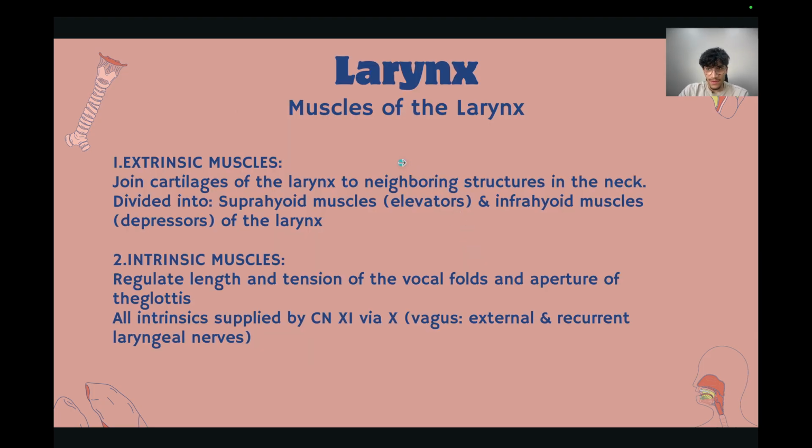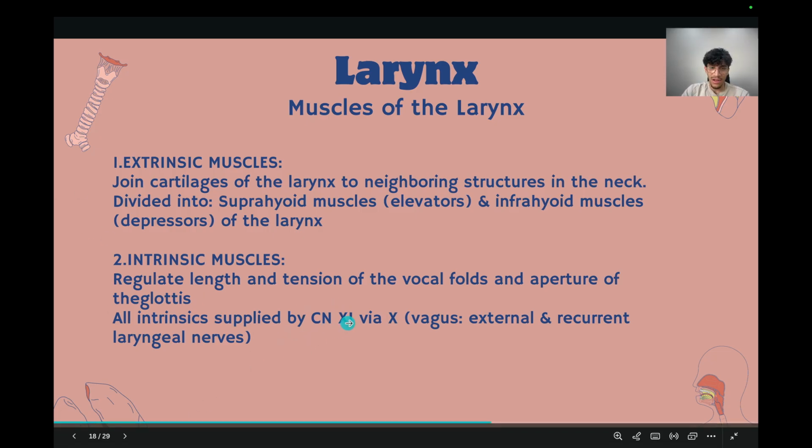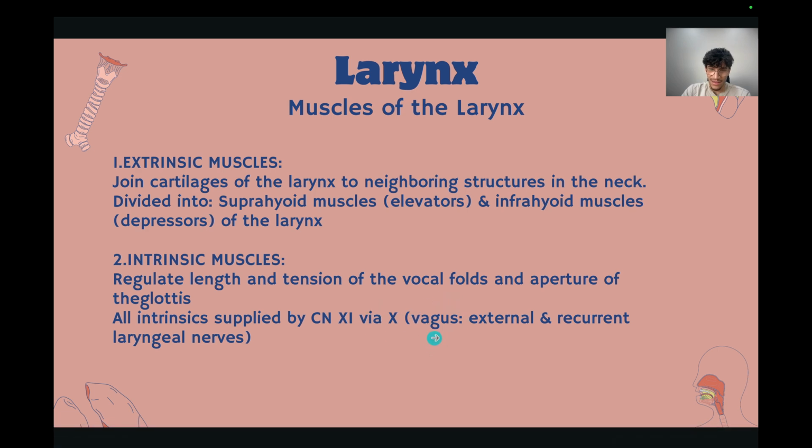Now onto the muscles. This is where it gets really memorizing, I guess. And you have the extrinsic muscles. They join cartilages to neighboring structures in the neck. And they're divided into suprahyoid and infrahyoid, which are elevators and depressors of the larynx. And next we have intrinsic muscles. They regulate length and tension in the vocal cords. They're basically responsible for how you speak, the tone of your voice. And they're supplied by cranial nerve 10, the vagus nerve, through the external and recurrent laryngeal nerves.